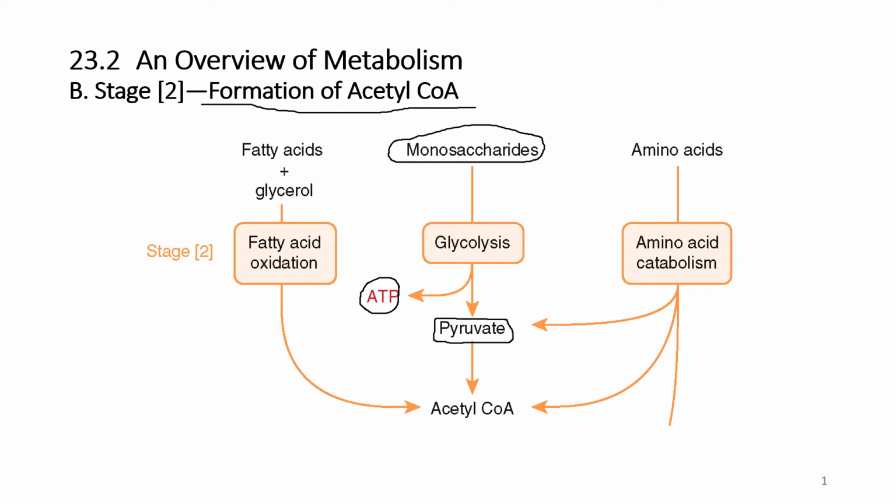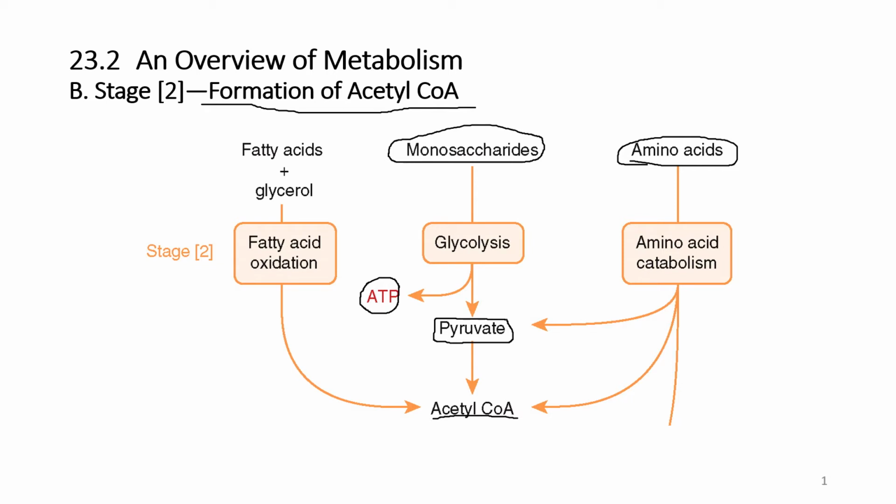And pyruvate has many different fates, but one of those fates is conversion to acetyl-CoA, and then this molecule or substance can lead into other pathways, typically energy producing, although some can be anabolic. At any rate, amino acids can also be metabolized or broken down into their components and can be converted to pyruvate and acetyl-CoA.